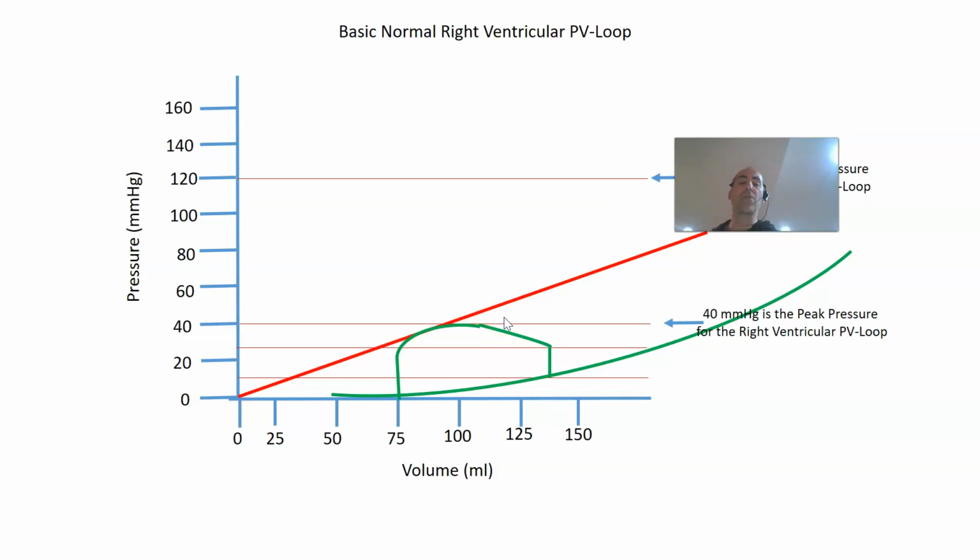The next video or two will deal with something called Wigger's diagram, which is associated with the PV loop and actually has a time component, because remember, this is pressure and volume.